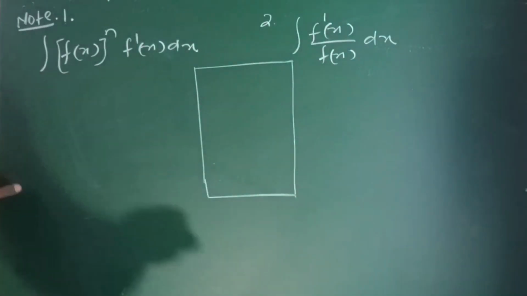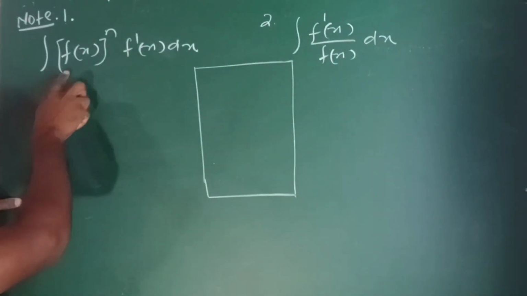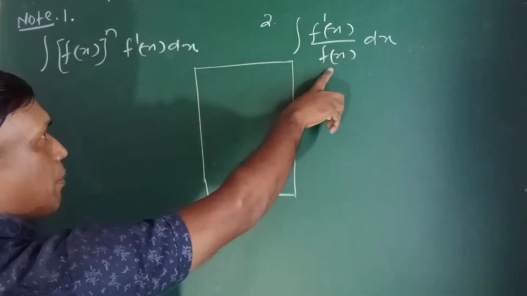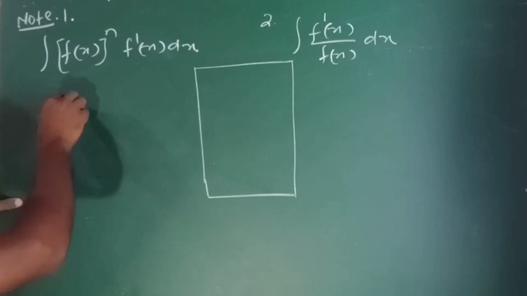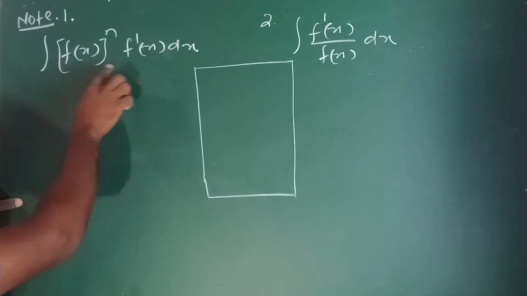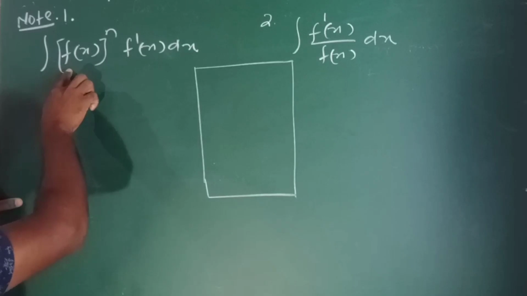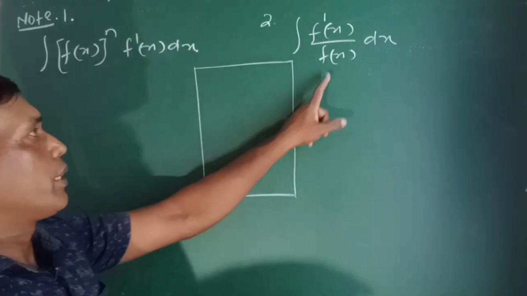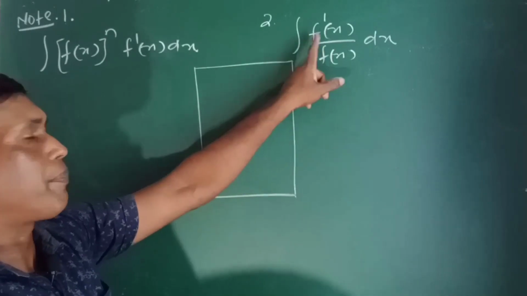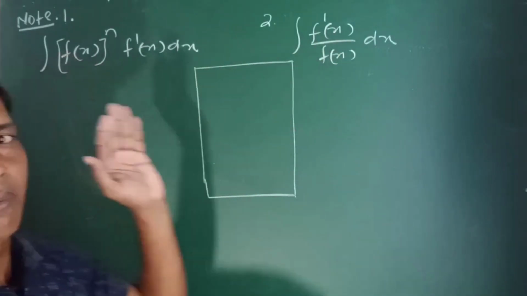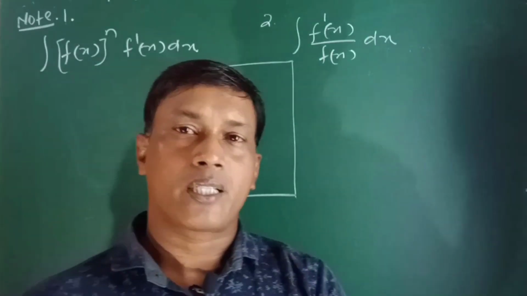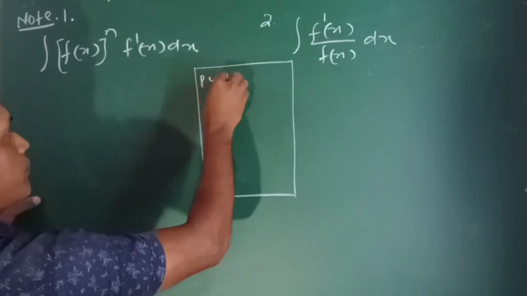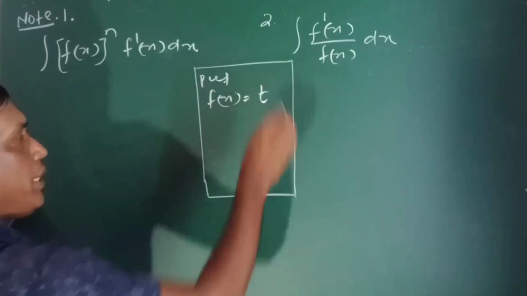Look at here, one form is integration of f of x to the power n into f dash x dx, and here is f dash x by f of x dx. So look at here, f of x is the function and the derivative is f dash x. Then the derivative of f of x is given, so we can substitute. Here also f of x is here and the derivative of f of x is f dash x. So as the derivative of f of x is given, you can substitute f of x. So in both cases, put f of x is equal to t.